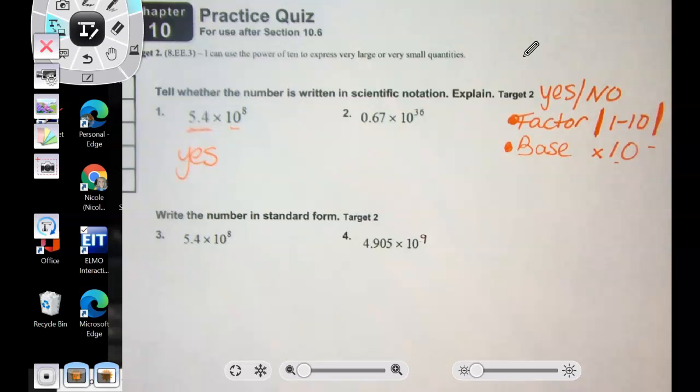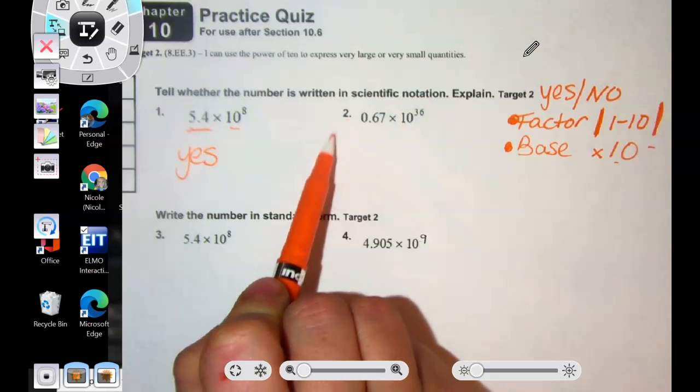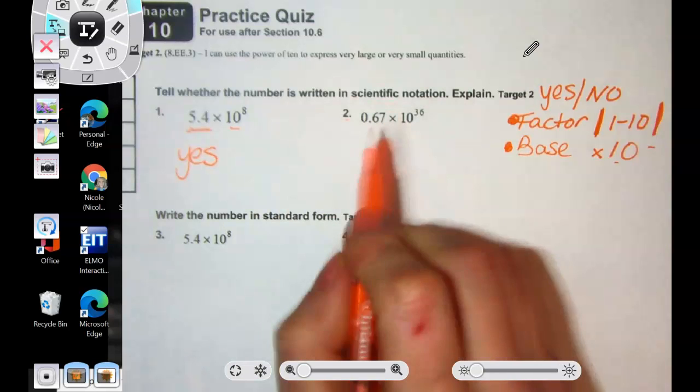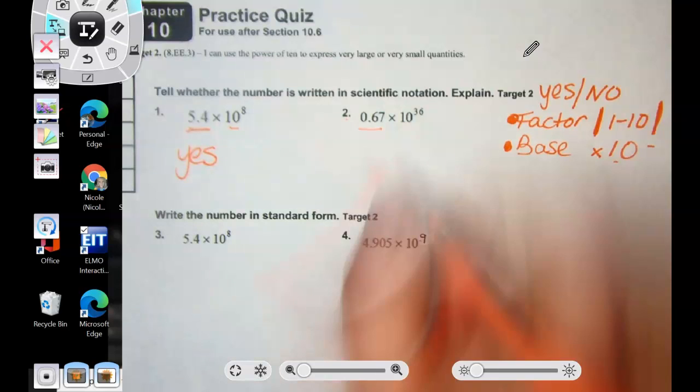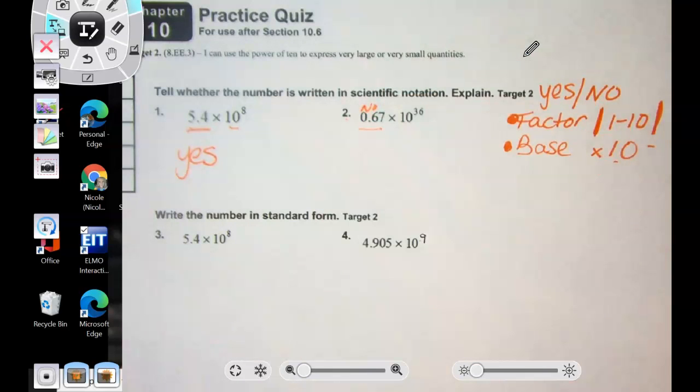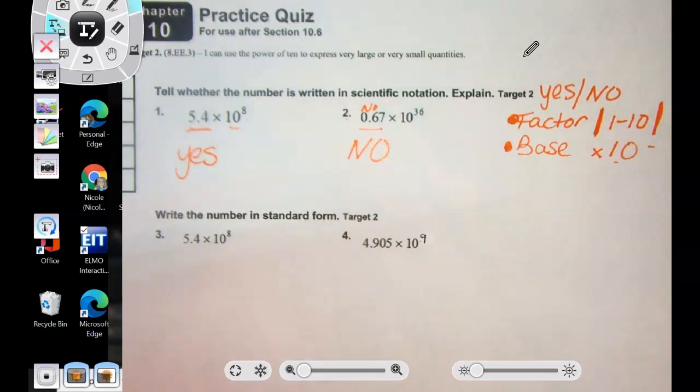Number 2, is this in scientific notation? So again, we're looking at yes or no. First I'm going to look at my factor, 0.67. So that's a decimal. Is that between 1 and 10? The answer to that is no. So automatically right there, this is no. It is not in scientific notation.